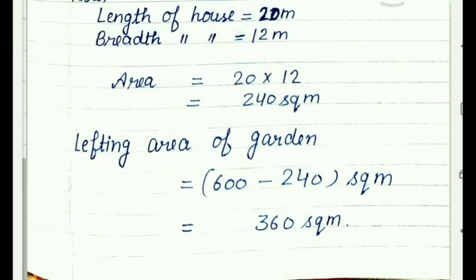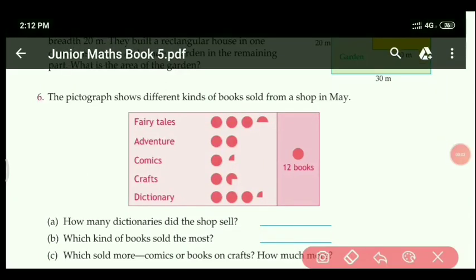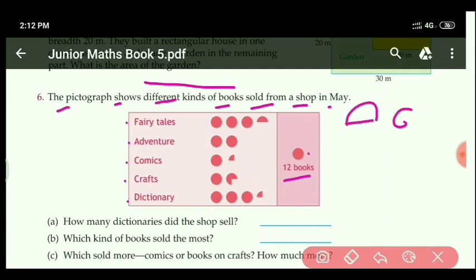Let us see the next question, question number 6. What is given? The pictograph shows different kinds of books sold from a shop in May. Here are given different kinds of books: fairy tales, adventure, comics, crafts and dictionary. One circle is equal to how many books? 12 books. So half a circle will be equal to 6 only, and a quarter portion will be equal to 3 only. Half plus a quarter will be equal to 9.